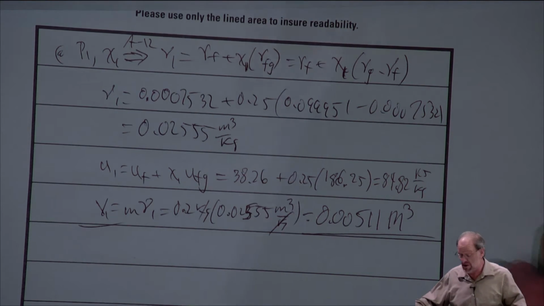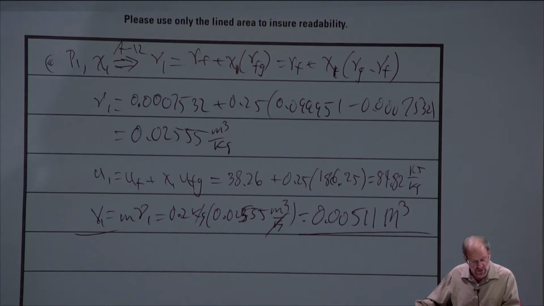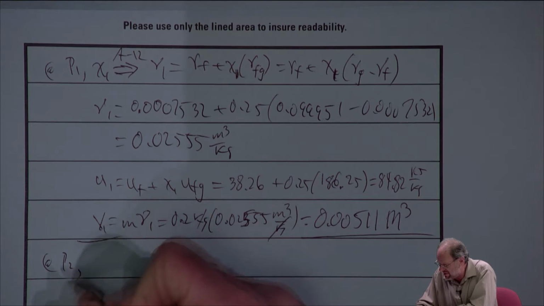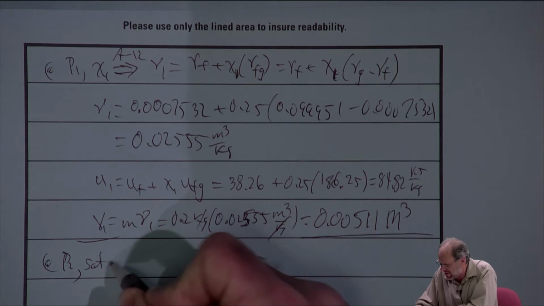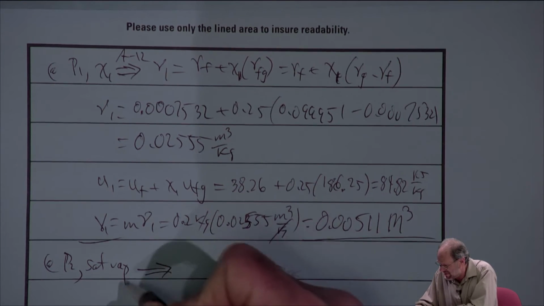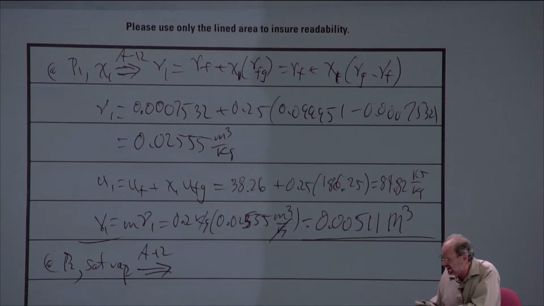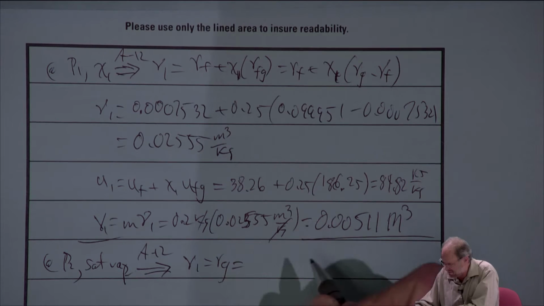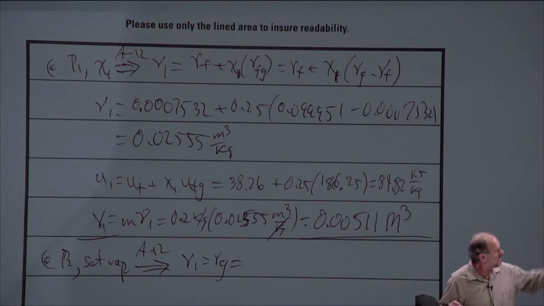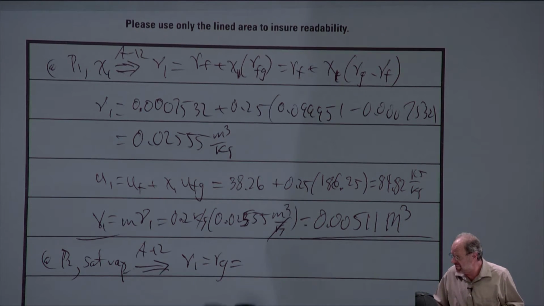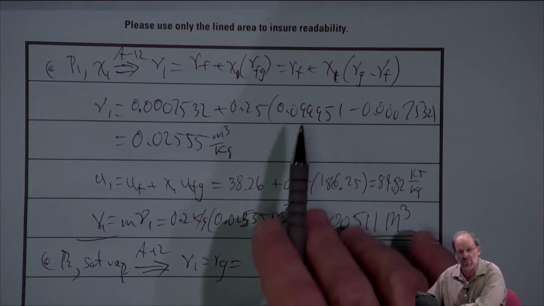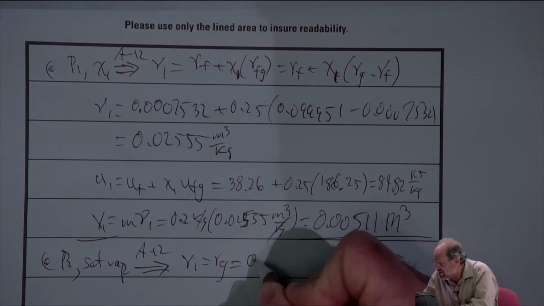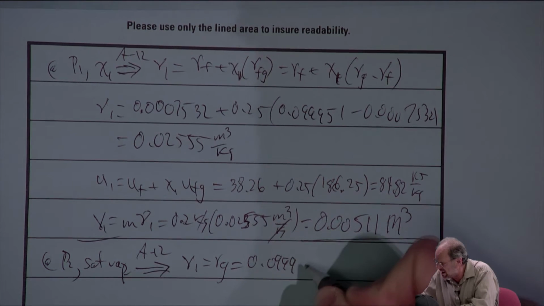All right, next, let's find the thermodynamic property data at state point 2. So at P2, saturated vapor, we're still in table A12. So V1 is equal to VG. And again, we just go to the table. In fact, VG is already here. It's the same 0.09995 that was up at the top.